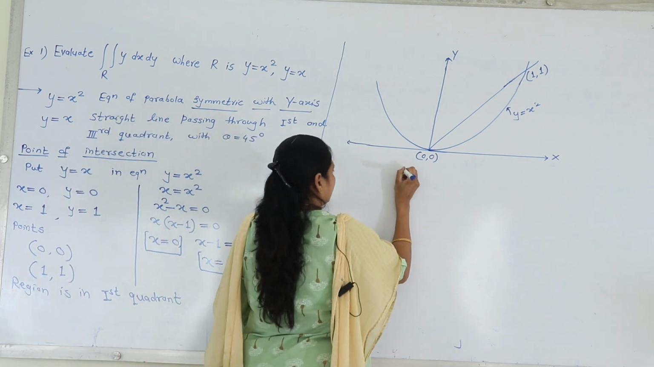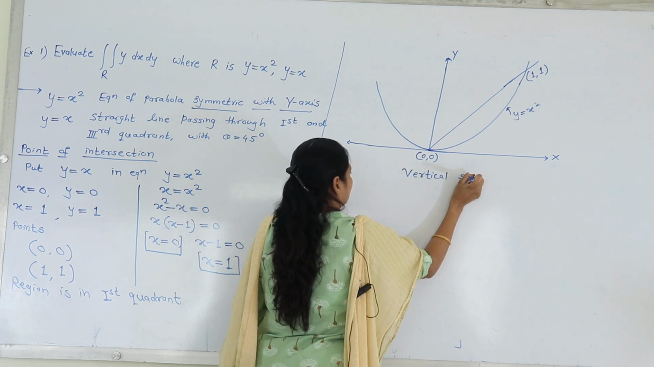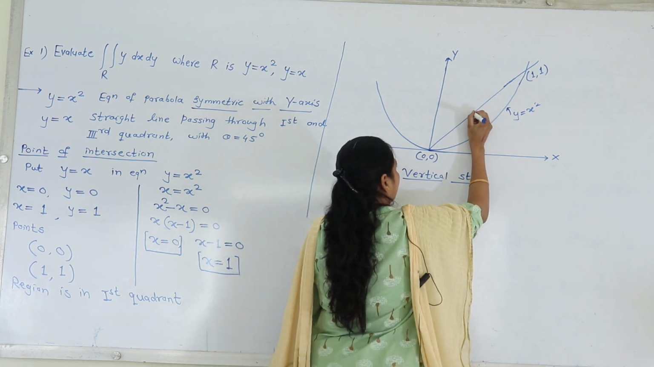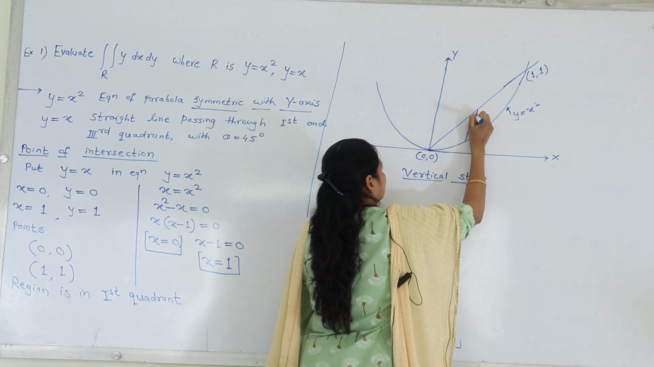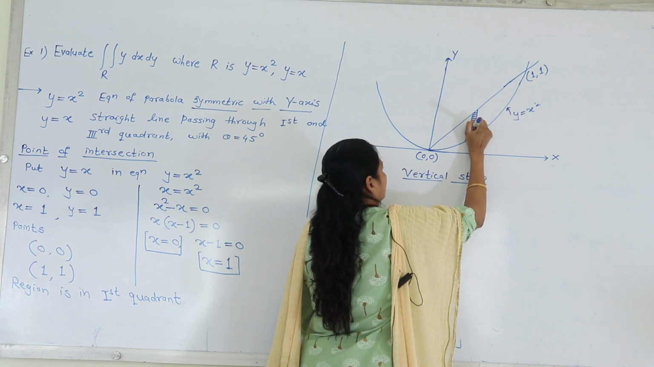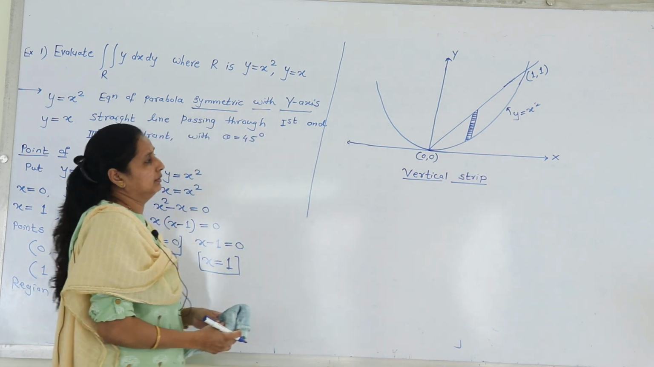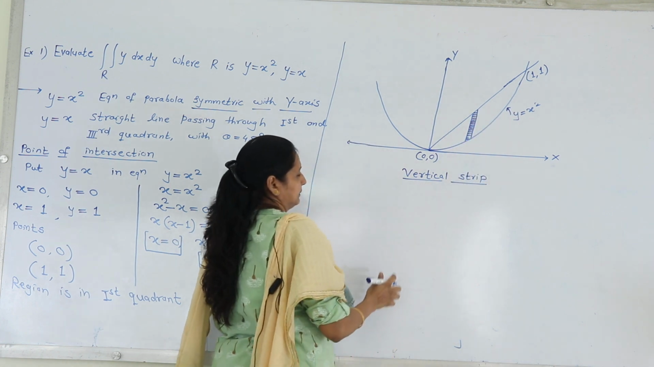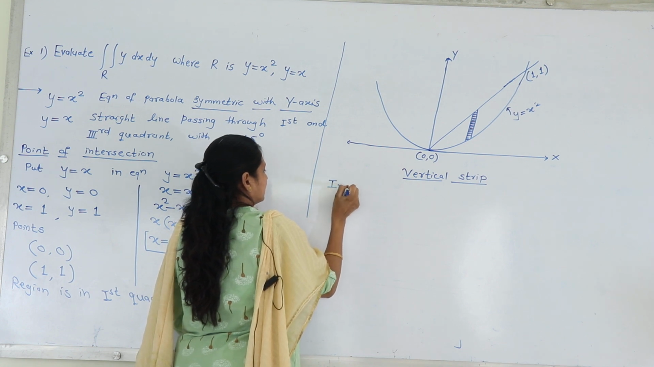Now we are solving here by using a vertical strip. In this region, take a vertical strip. This is a vertical strip. This strip is a moving strip, a movable strip, and this is also a flexible strip. Now how to find the inner limits?